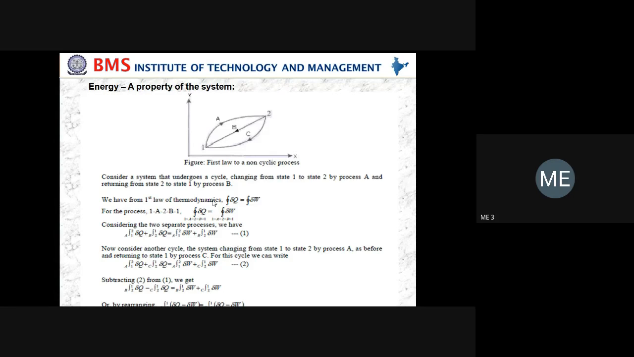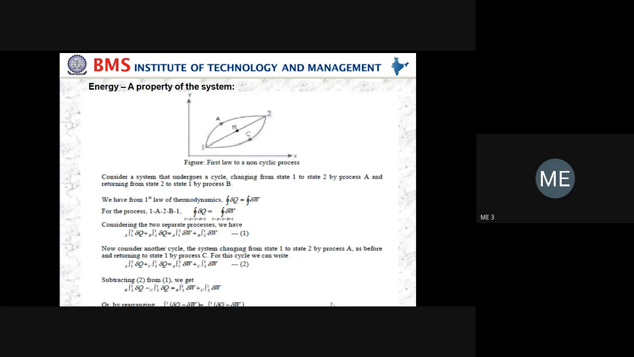Okay, first I am writing for the entire cyclic process, and in this step I am going to split it into two processes and write the equation. That is, integration of dq for the process 1 to 2 by following path A, plus integration of dq for the process 2 to 1 by following path B, equals the integration of dw for the process 1 to 2 by following path A, plus integration of dw for the process 2 to 1 by following path B. You call it equation number 1.